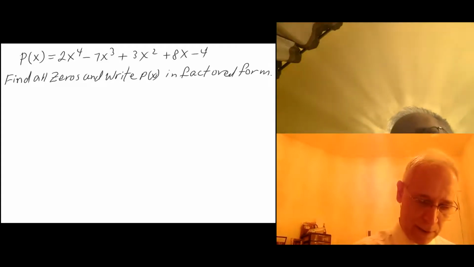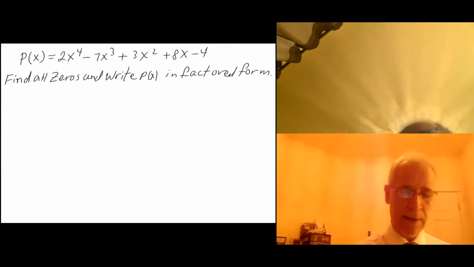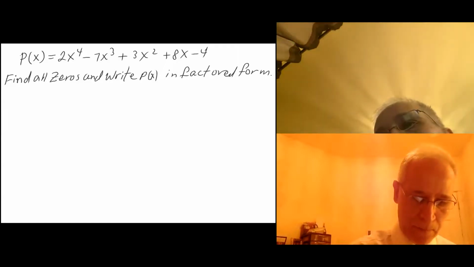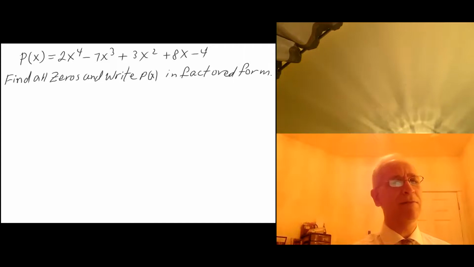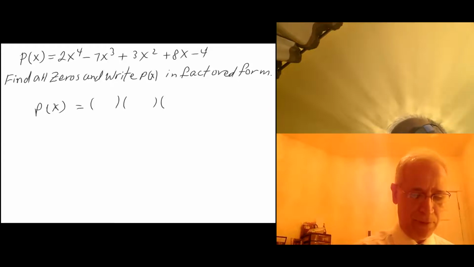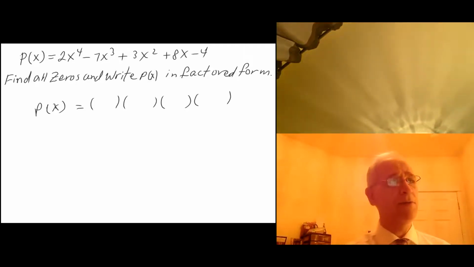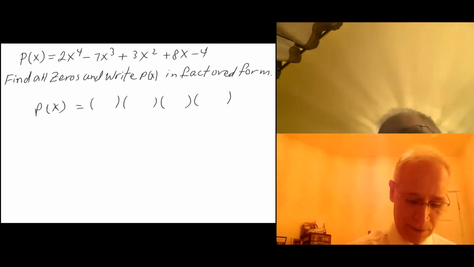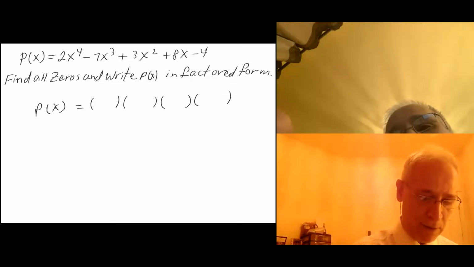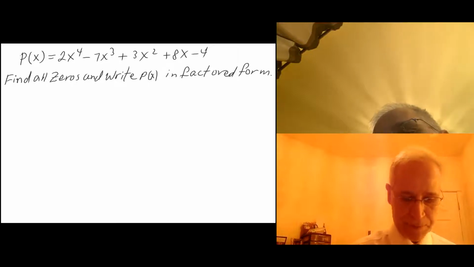Let me fix this. P of x in factored form. And what does that mean? After finding the zeros, that means that you find out p of x, and since the highest power is 4, we should have pretty much 4 factors. So I can break this down into 4 separate factors. Okay, so that's the goal: find all zeros and then write p of x in factored form.